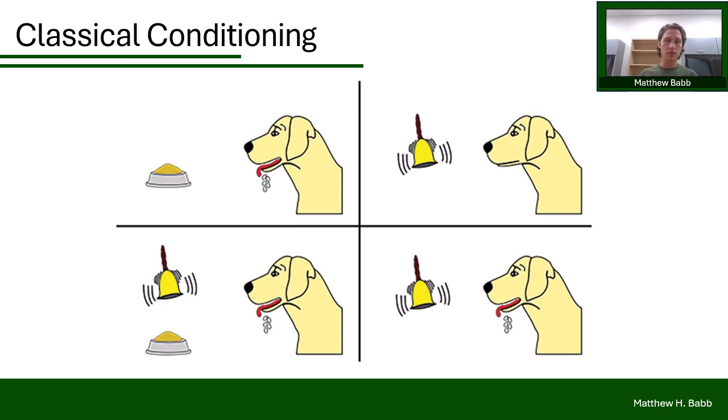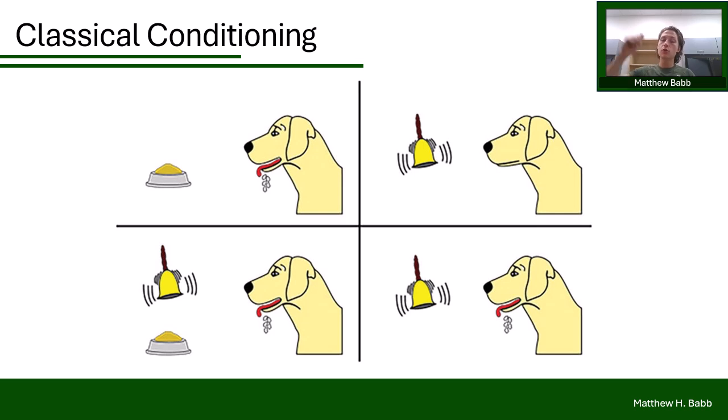And so here's how it worked. He presented the dogs with food, which naturally caused them to salivate. In this classical conditioning framework, this is known as the unconditioned stimulus, because the presence of food automatically triggers salivation. And then salivation itself is the unconditioned response, the behavior that just naturally occurs when you see the unconditioned stimulus. So next, he introduced a neutral stimulus.